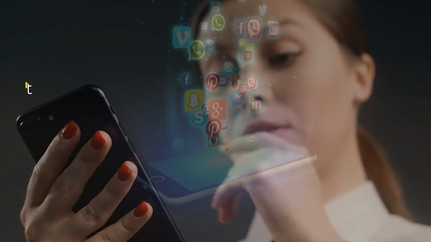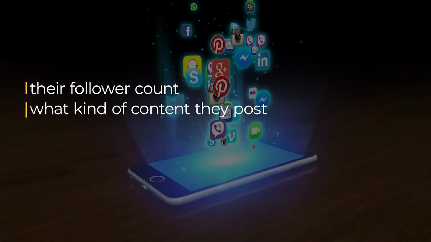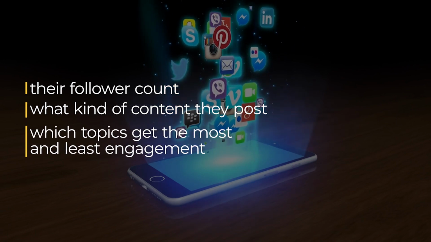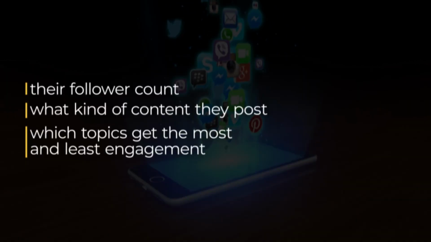Once you've got your list of competitors, you want to go through their social media accounts and look for these things: their follower count, what kind of content they post, and of that content, which topics get the most and least engagement. Doing this will help show you what kind of content your shared target market is responding to the best on social media.